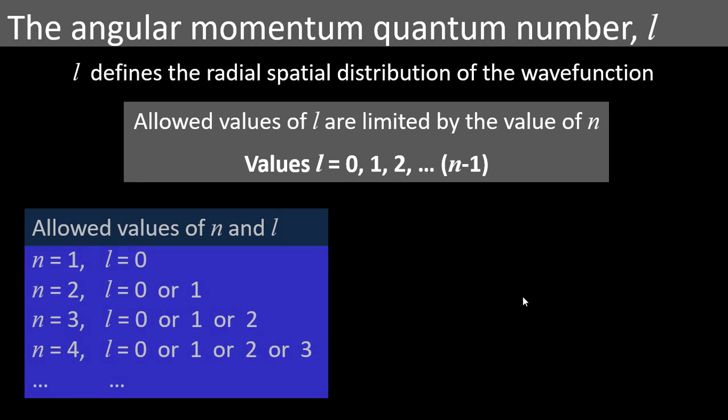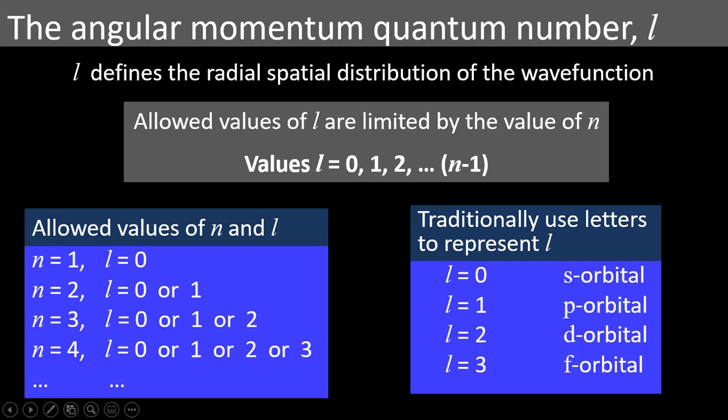That means for n equals 1, L can only take the value of 0. But for n equals 2, L can take the value of 0, or it can take the value of 1. For n equals 3, L can take either 0, 1 or 2. And for n equals 4, L can take values of either 0, 1, 2 or 3. You get the picture. Now, partly for historical reasons, partly because we're chemists, not mathematicians, and so it helps us to remember, we add in a letter code when talking about the values of the angular momentum quantum number.